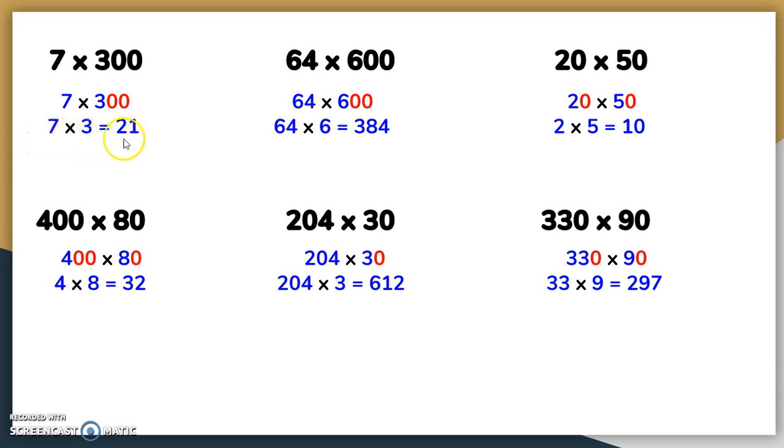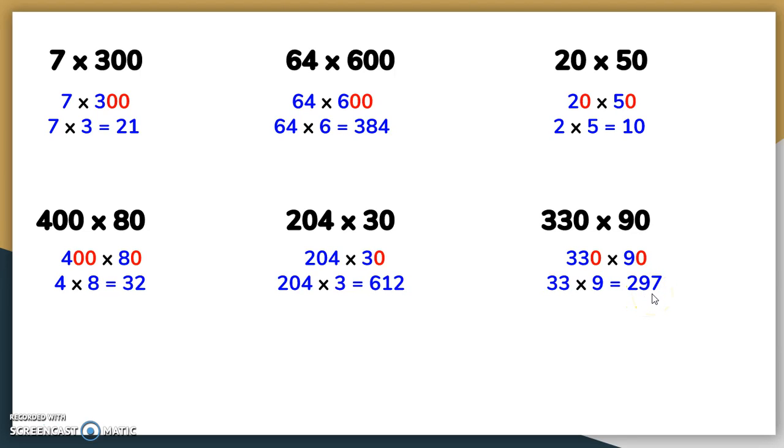I know that 7 times 3 is 21. I can figure out that 64 times 6 is 384. I can figure that out because I know how to multiply by a single digit number. We just reviewed that. I know 2 times 5 is 10. 4 times 8 is 32. 204 times 3, I would have to figure that one out as well, and that would work out to 612. And 33 times 9, I'm going to have to work that one out as well. I don't know it off the top of my head, but I do know that I can figure it out, and that would be 297.